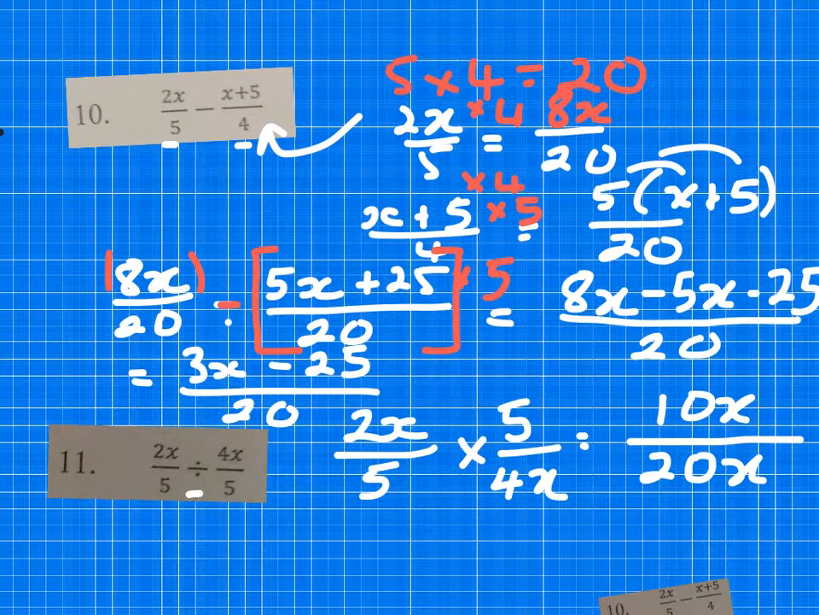From this point we need to simplify our answer. The highest common factor of 10 and 20 is 10, so 10 over 20 is going to leave us with 1 over 2, and x divided by x is going to give us 1 over 1. And so our final answer will be 1 over 2.